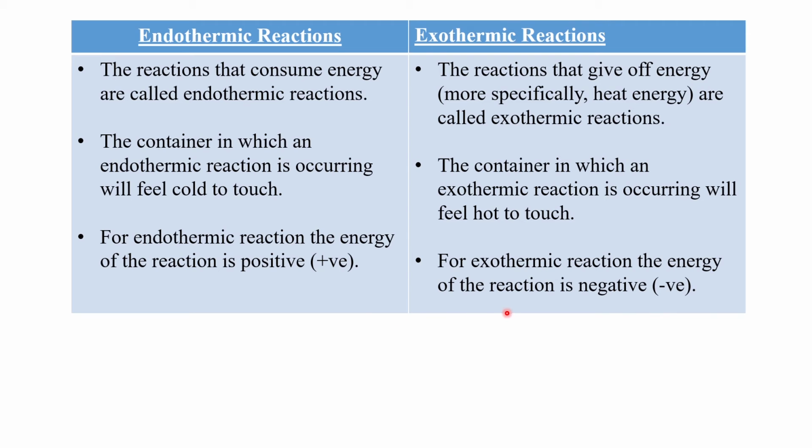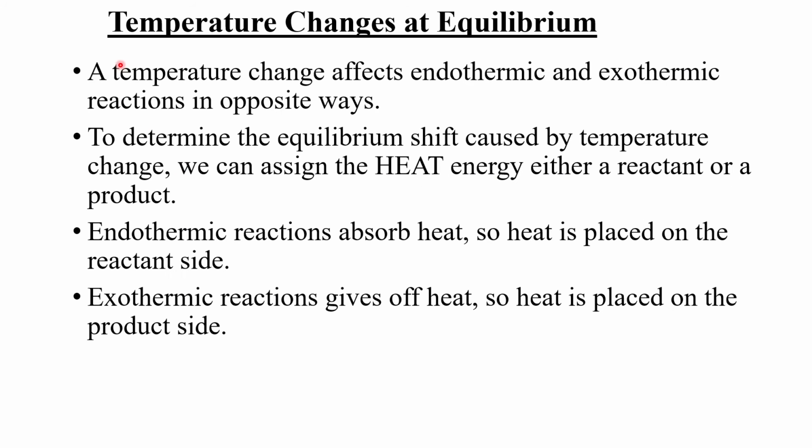So if you have an energy given as negative 100 kilojoules, that negative will indicate that the energy is actually being given off in this reaction, and the reaction is an exothermic reaction. Now the temperature change at equilibrium. Temperature change affects the exothermic and endothermic reactions in opposite ways. To determine the equilibrium shift caused by temperature change, we can assign heat energy either as a reactant or a product. So we will do that practice in the next few slides.